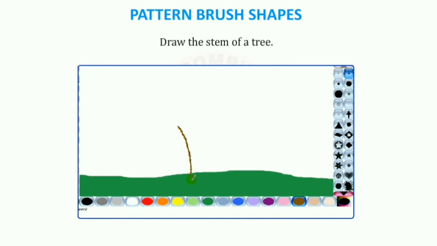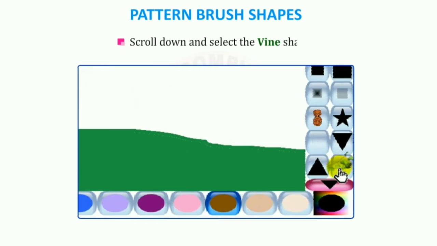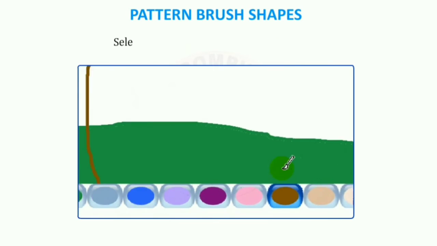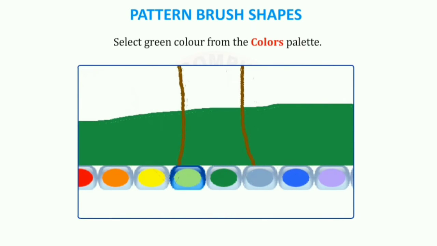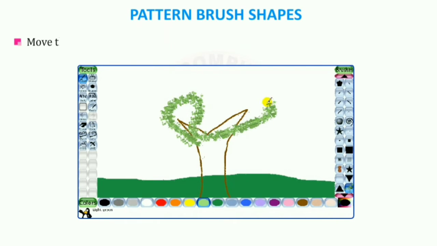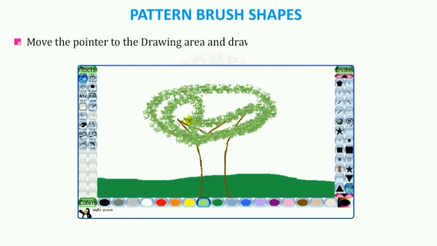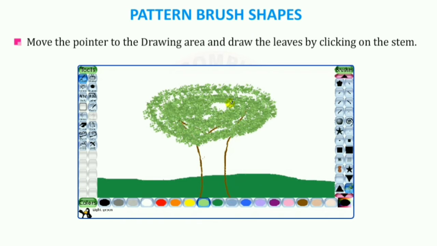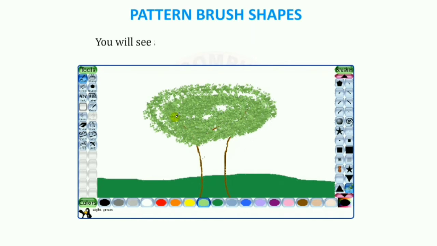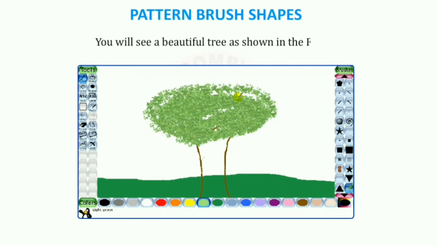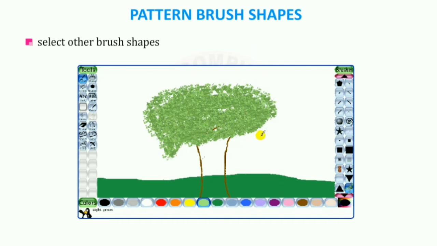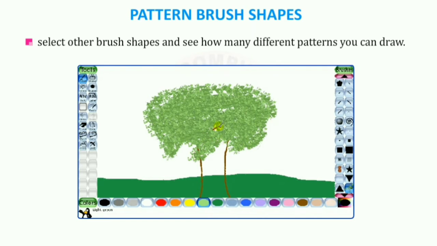Draw the stem of a tree. Scroll down and select the vine shape. Select green color from the colors palette. Move the pointer to the drawing area and draw the leaves by clicking on the stem. You will see a beautiful tree as shown in the figure. Similarly, select other brush shapes and see how many different patterns you can draw.